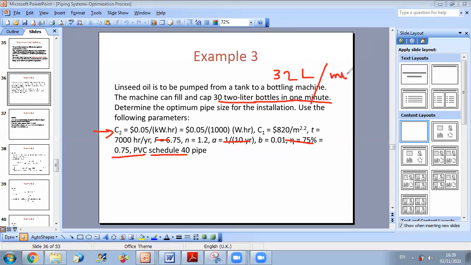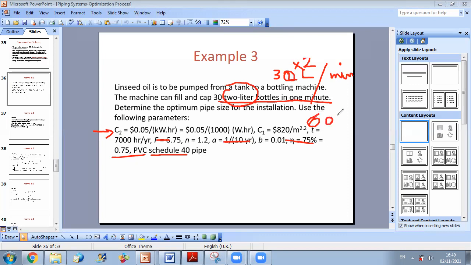And we can convert to meter cube per second. Sorry, it's not 32. It's 30 times 2 liters. I should fill 30 bottles, and each bottle is of volume 2 liters. So it's 30 times 2, not 32. So 30 times 2 will give me 60 liters per minute.